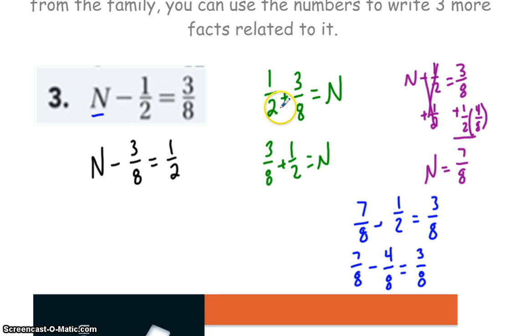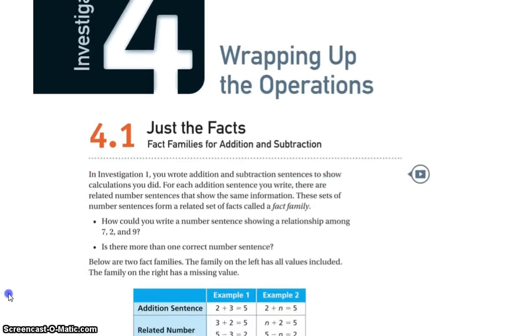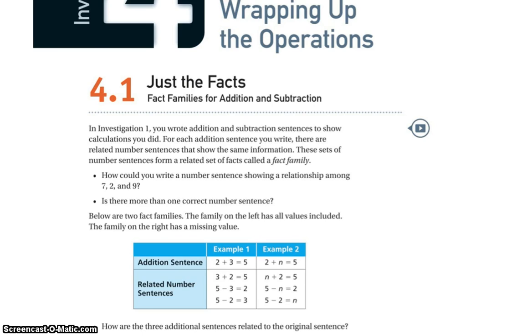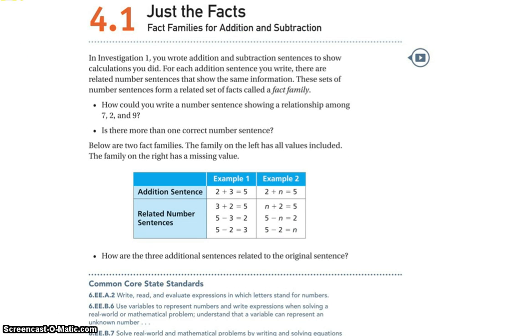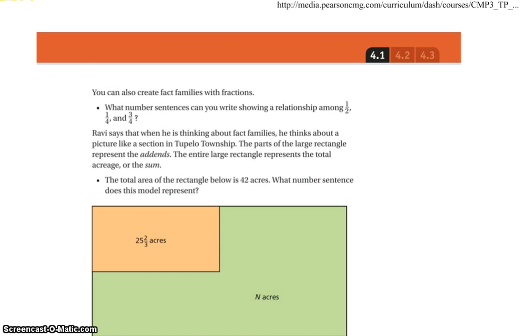So 1/2 would be the equivalent of 4/8. 4/8 plus 3/8 would give us 7/8. And our n is still equal to 7/8. All right, so that's how we're going to use it. Let's go down and try a problem from the book just to get a little bit more example on it.